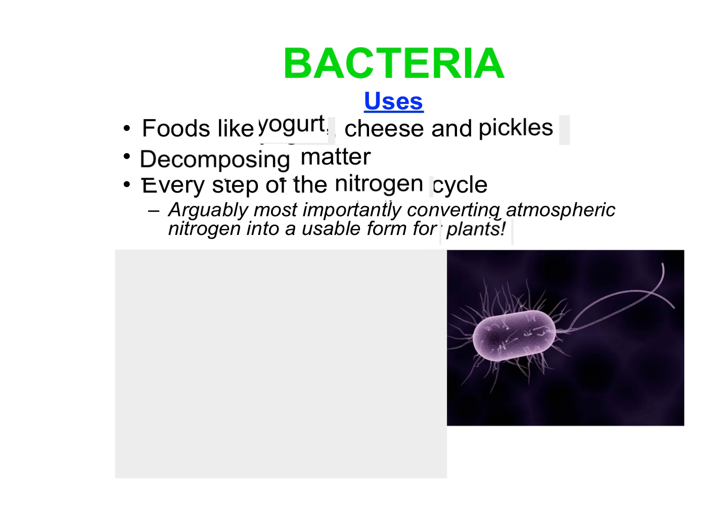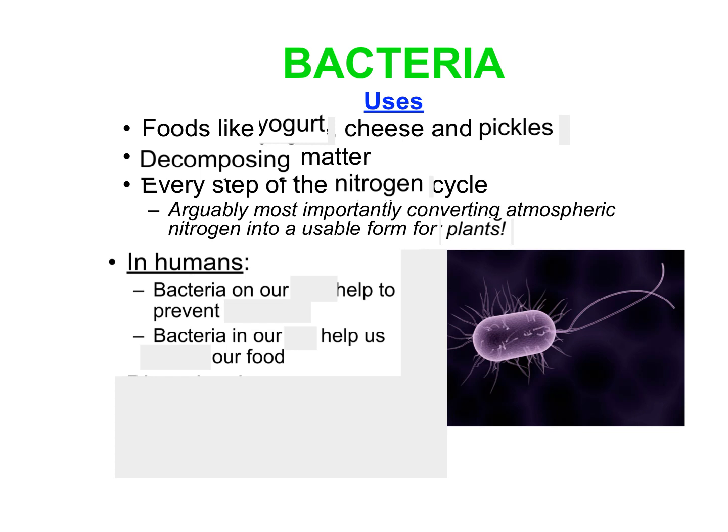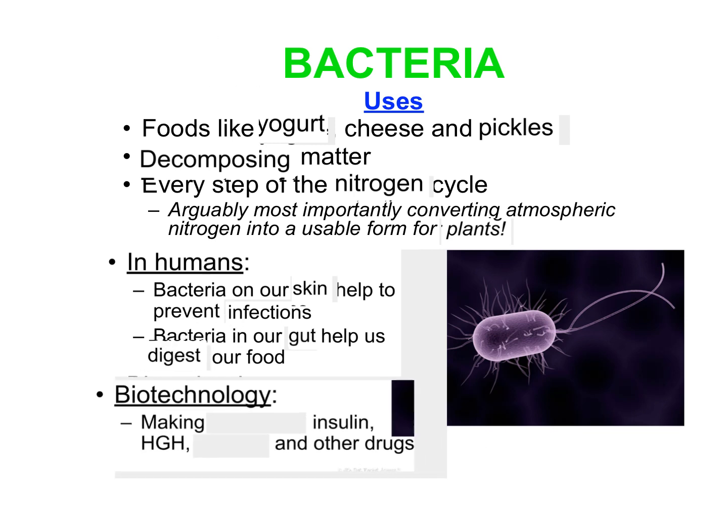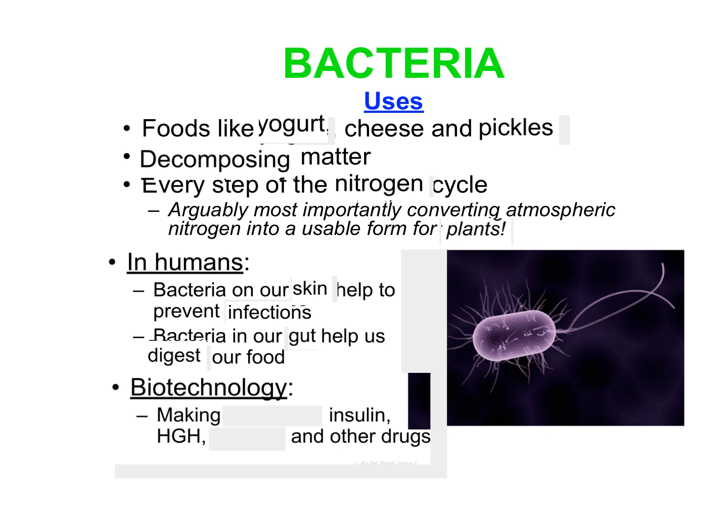So if we look at uses in particular for humans, we have bacteria on our skin that help us to prevent infections. Good bacteria, there's hundreds and thousands of them living on you all the time. There are bacteria in our guts that help digest our food. We cannot digest our food without them. And then if we look at it on a biotechnology level, we use them to make antibodies, insulin, the human growth hormone, vitamins, and many other drugs.